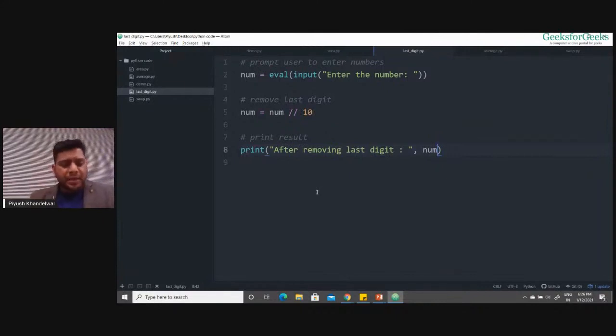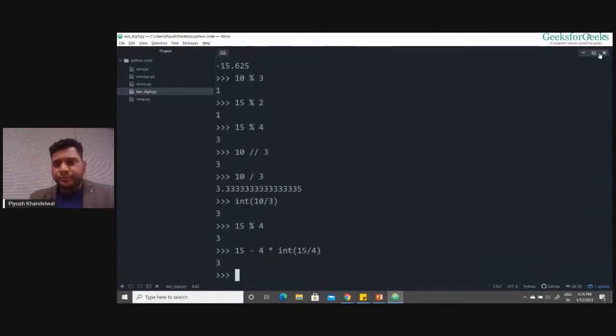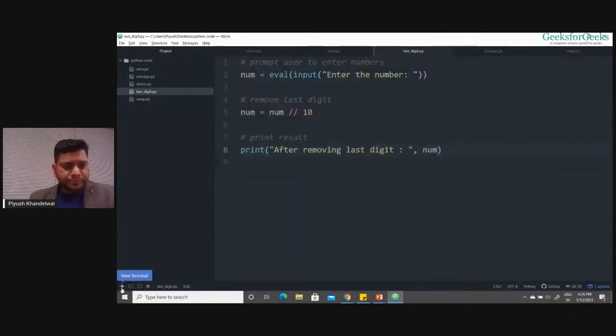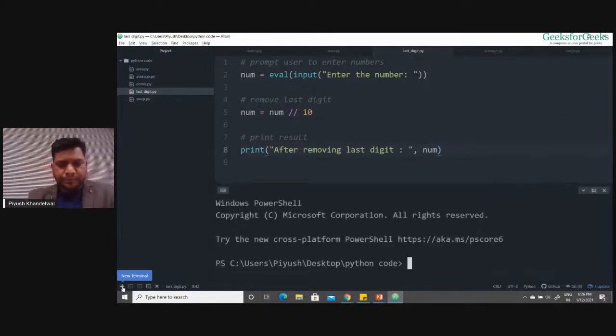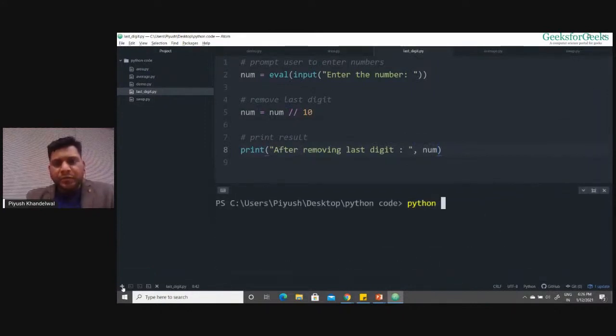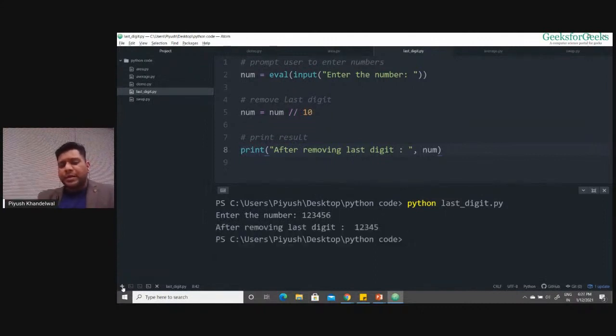Let me save the program and try to run this. The name of the file is lastdigit.py. It's asking me to enter the number. Suppose I'm entering 4 1 2 3 4 5 6. The output should be 1 2 3 4 5 after removing the last digit. See, after removing last digit, the number is 1 2 3 4 5.